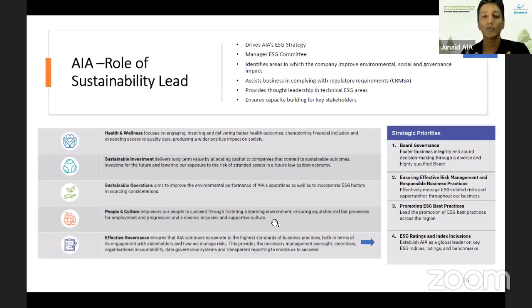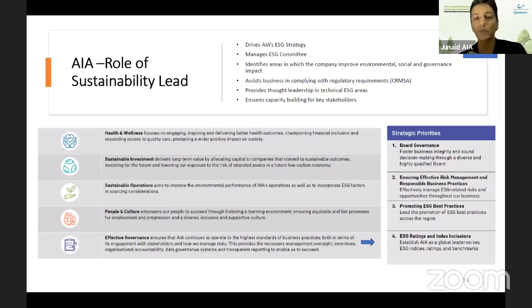Now, capacity building is not just focused on the AIA head of sustainability. Of course, we ensure that capacity building is spread out to key stakeholders. So all relevant people who are involved, for example, in the CRMSA need to be up to speed on climate risk related matters. Then management and the board need to be equipped with the right kind of information as well. So we have various information sessions around the year to build capacity amongst the key stakeholders.